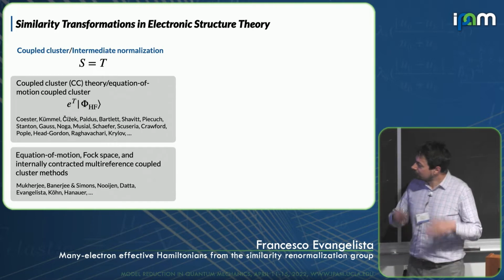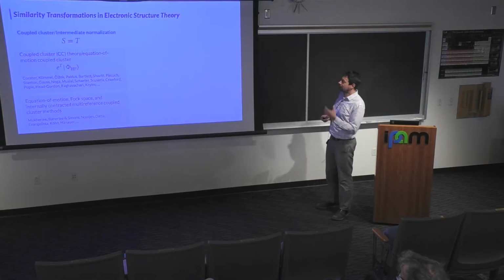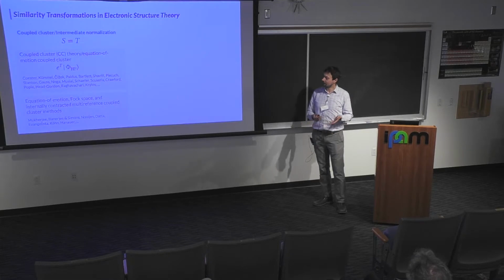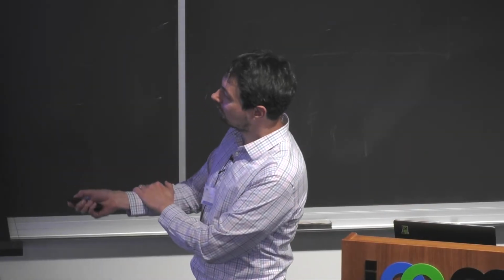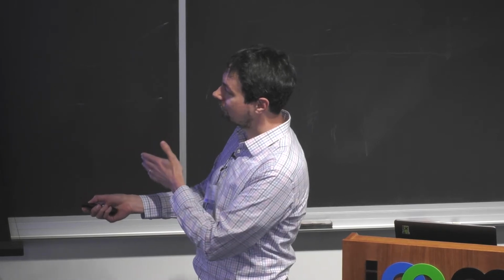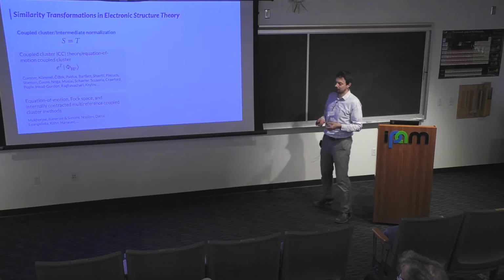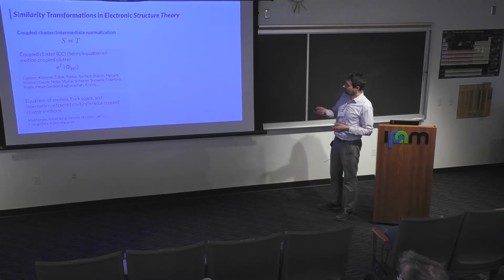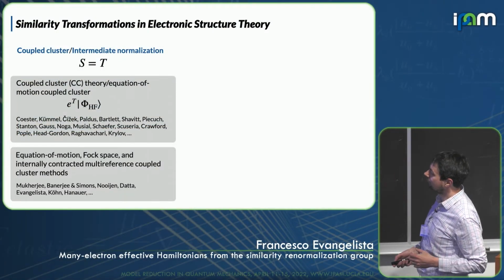Now I want to show you how this is pervasive in the field. I emphasize the point of view where you transform the Hamiltonian, but there's an entire set of techniques that emphasize the other perspective, where you apply this transformation to a state. Preeminently, coupled cluster theory and equation-of-motion coupled cluster methods stem out of this approach. And then more recently, the multireference generalizations are all based on this approach.